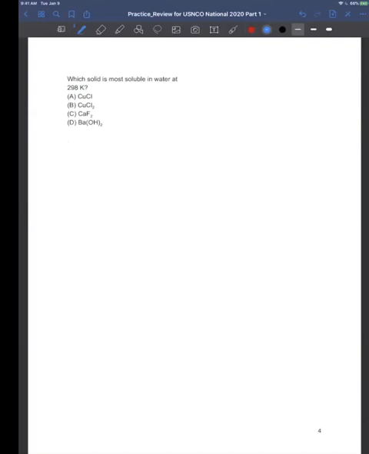Okay. First, I need to remind the student who chose A, because copper 1 chloride is a white precipitate. It's commonly used in the iodometry analysis for copper 2+, right? Copper 2+ can react with iodide to produce copper 1 iodide, which is a white precipitate, and I2. So here, similarly, if copper 1 iodide is a precipitate, we have reason to believe copper 1 chloride is also a precipitate, right? Make sense to you?